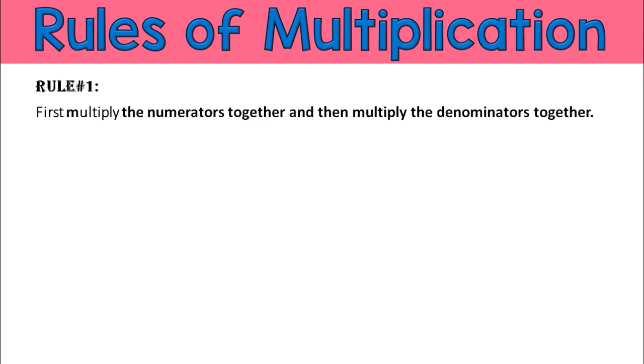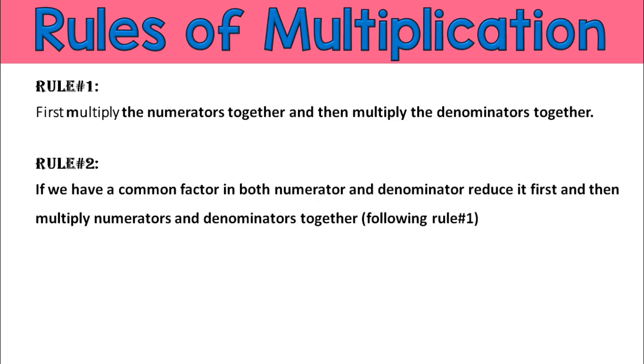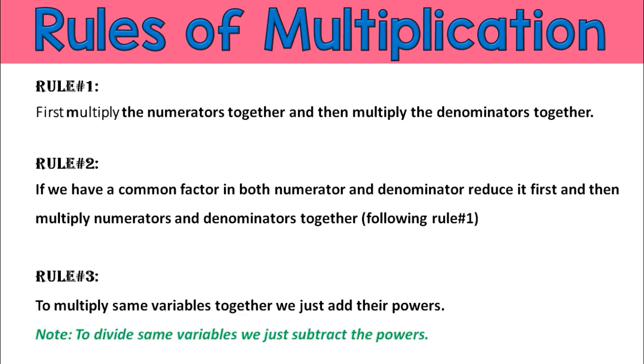Rule number 1, we deal with algebraic fractions just like numerical fractions and multiply numerators together and then multiply the denominators together. Rule number 2, if we have a common factor in numerator and denominator, we just reduce it first and then follow rule number 1. Rule number 3, to multiply same variables together, we just add their powers. However, to divide them, we just subtract their powers.